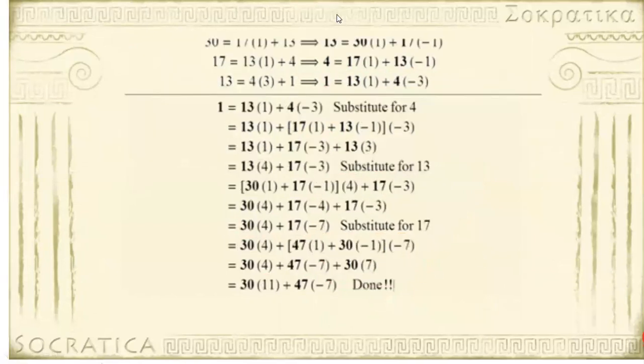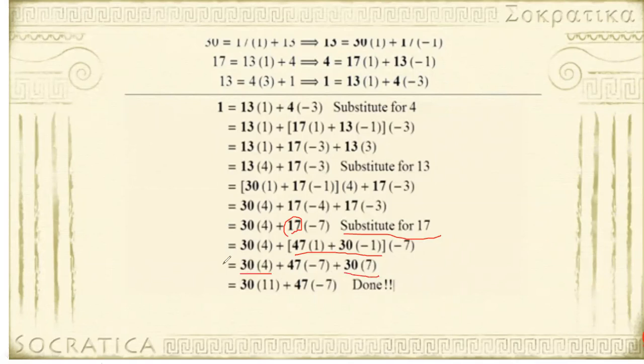We have substituted for the 17 now. For this 17, the value is substituted with this 17 equation. Okay, that is 47 into 1 plus 13 into minus 1 into minus 7. Okay, so it is the 17 value substituted here. Then 30 into 4 plus 47 into minus 7 into 1, that is minus 7, and minus 7 into minus 1, that is plus 7.